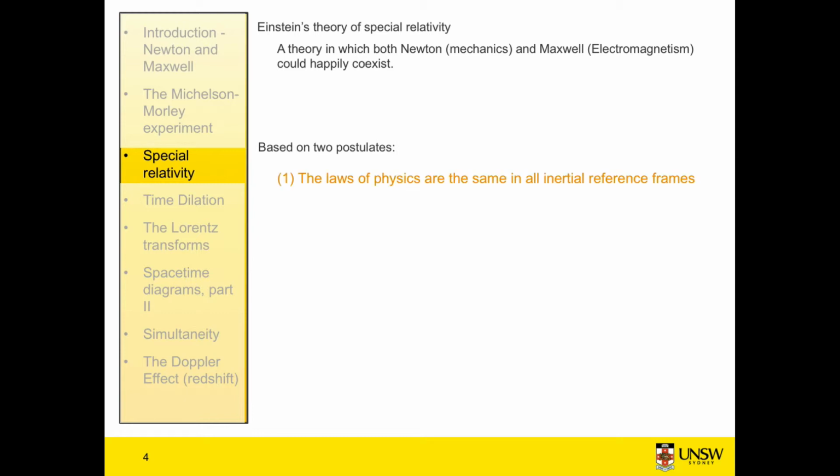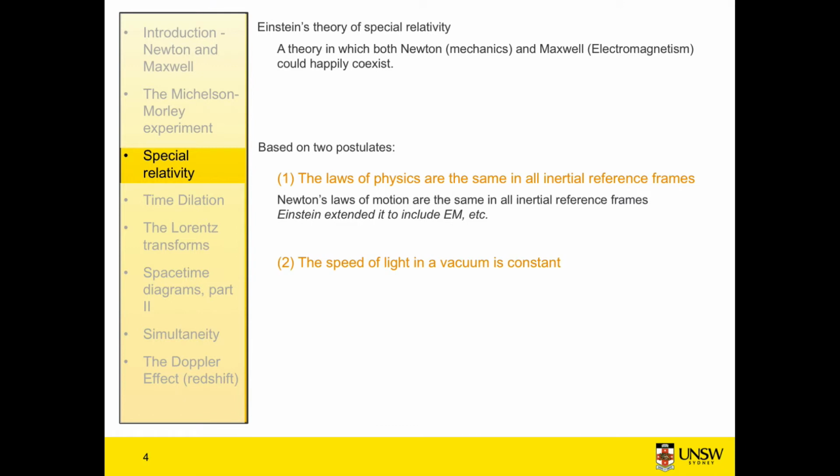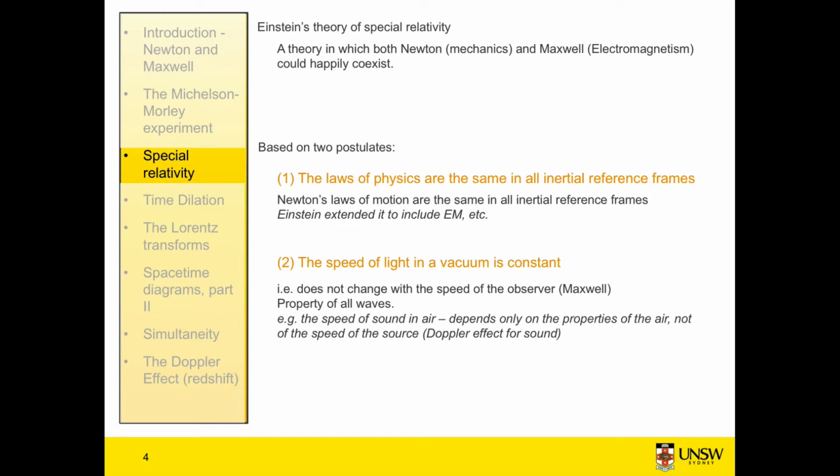And these are that the laws of physics are the same in all inertial reference frames. So this is an extension of Newton. So Newton said that his laws of motion were the same in all reference frames, all inertial reference frames, and Einstein extended it to say that that must hold for all laws of physics. And the second postulate, or the second rule, is that the speed of light in a vacuum is constant. And this was the inclusion of what Maxwell had derived and what had been experimentally observed. So it said that the speed of light doesn't change with the speed of the observer.